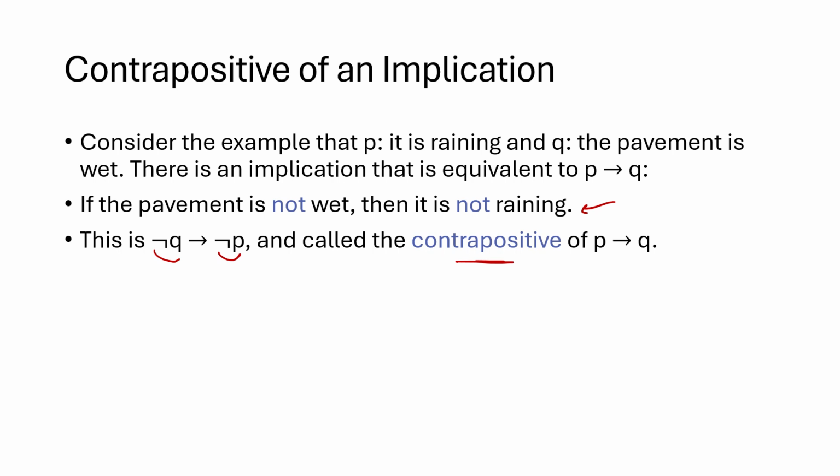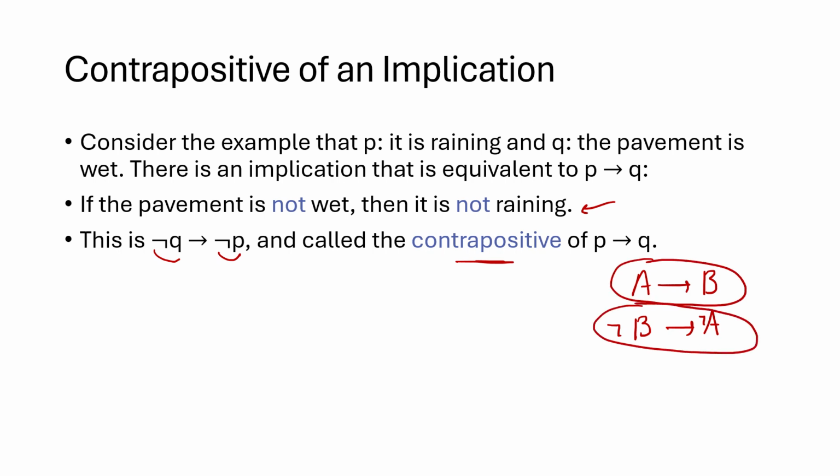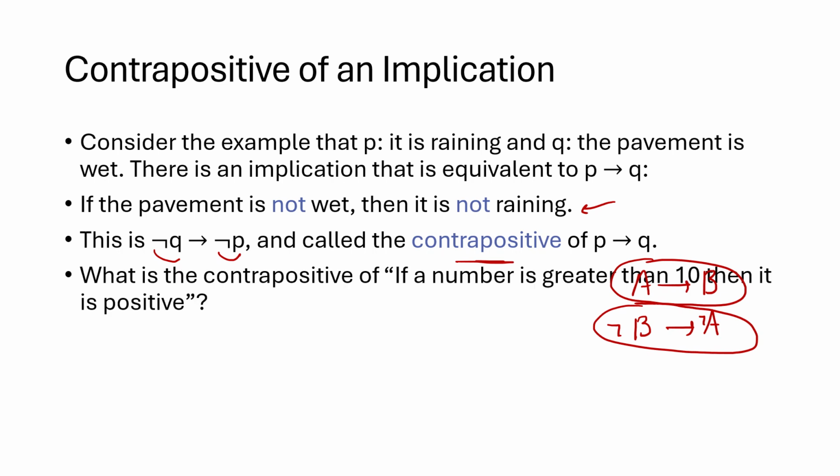Okay, so the contrapositive of if A then B is, you replace A with B and B with A, and also you negate both of them. And we will see in the next slide that their truth value is always going to be the same. So this implication and its contrapositive are going to mean the same thing, which means that they always have the same truth value.